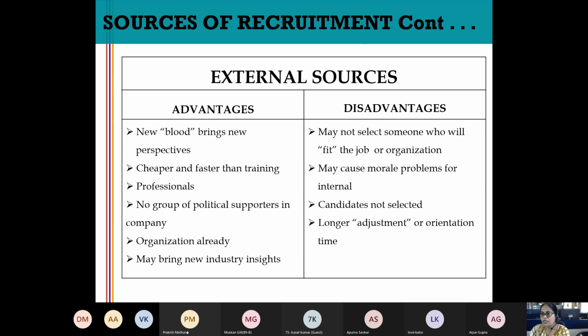But as a disadvantage, you may not select someone who will fit the organization, because organizational culture is totally a different issue.